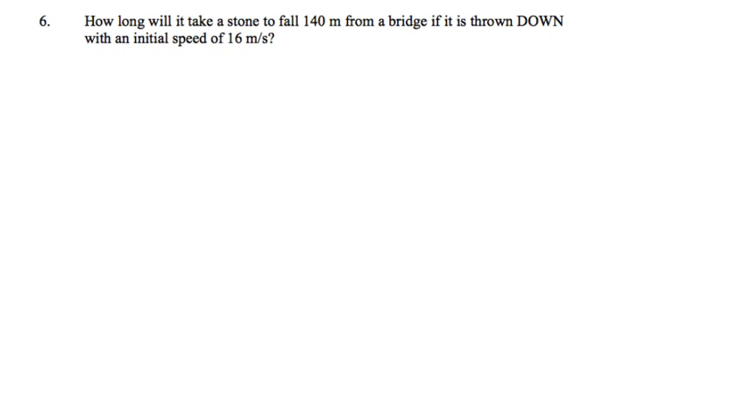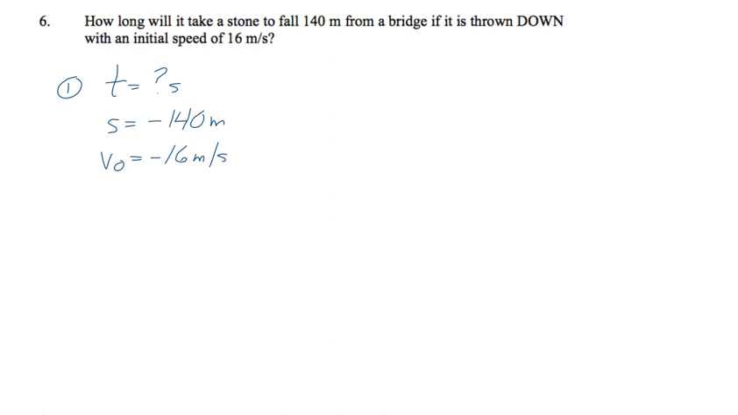So it says, first thing is, how long will it take a stone? The time is the unknown. To fall 140 meters. So if I'm falling 140 meters, then my displacement is negative 140. All right? From a bridge, if it is thrown down with an initial speed of 16 meters per second, so the initial speed is the same as the original velocity, and if I'm throwing it down, I capitalize the word down to hopefully help remind you that the sign has to be negative.